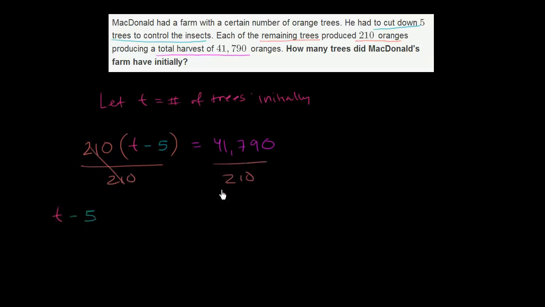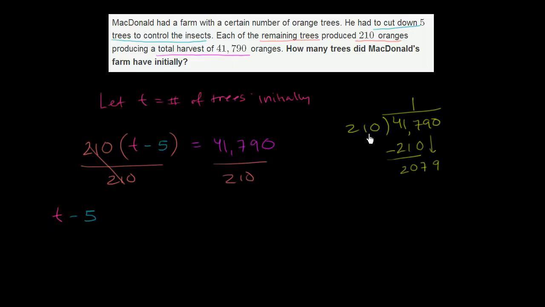The right-hand side, let's see, what is 41,790 divided by 210? Do some long division here, on the side. 210 does not go into 4, does not go into 41. It goes into 417 one time, because 2 times would be 420. 1 times 210 is 210. You subtract, you get 207, and then you bring down the 9.